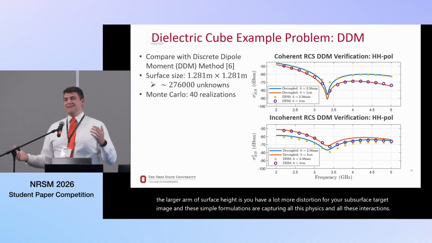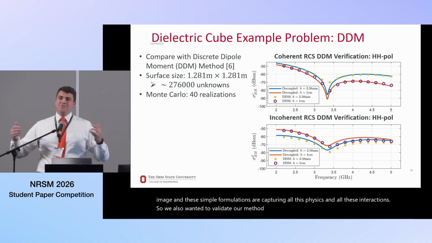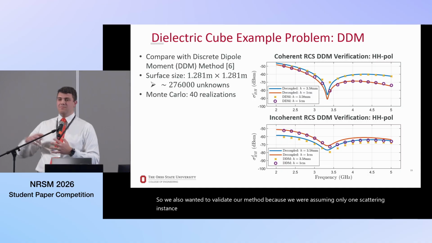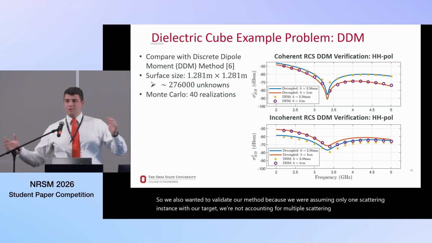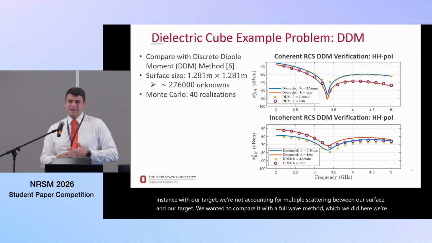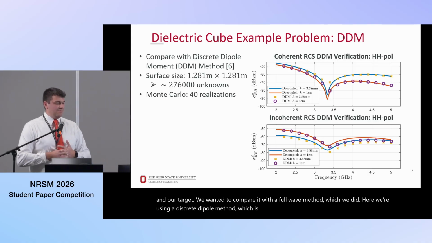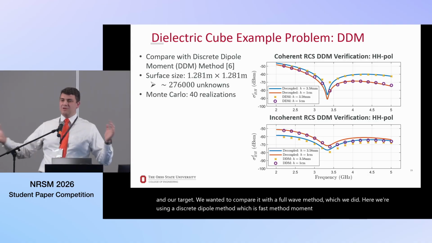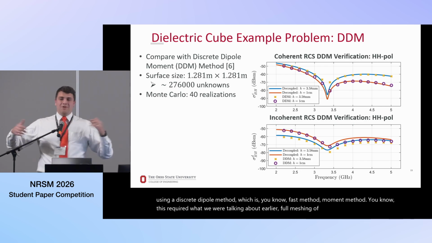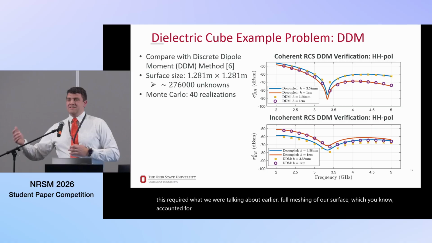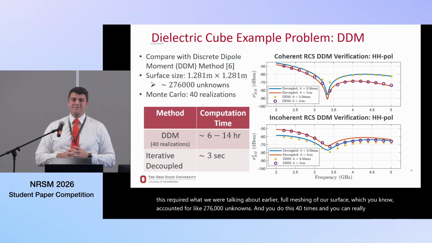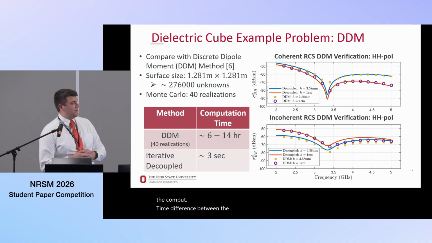We also wanted to validate our method because we're assuming only one scattering instance with our target. We're not accounting for multiple scattering between our surface and our target. We wanted to compare it with a full wave method, which we did here. We're using a discrete dipole method, which is a fast moment method. This required what we were talking about earlier, full meshing of our surface, which accounted for about 276,000 unknowns. And you had to do this 40 times, and you can really see the computation time difference between the two methods that we're discussing here.